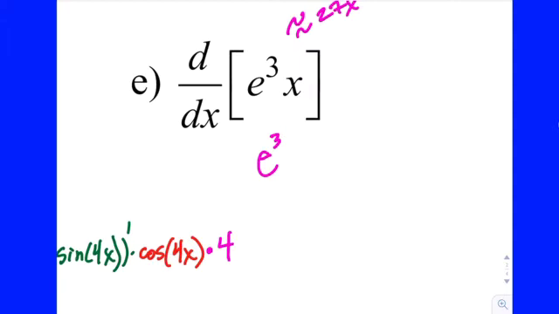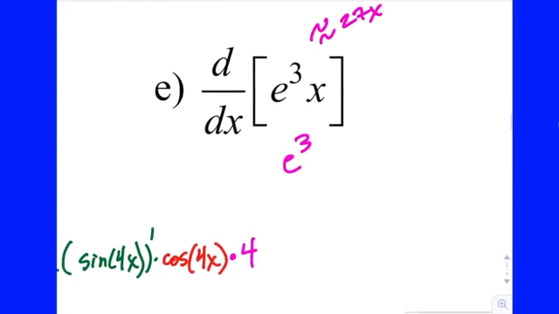Now, if you wanted to use the product rule, you could. The derivative of e to the third would be itself times the derivative of the exponent, which is 0. It wipes out the first term anyway. So the answer is just e cubed.